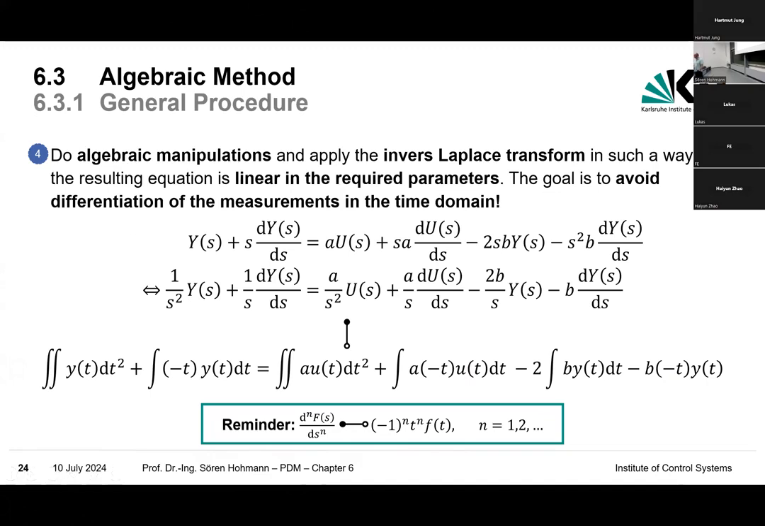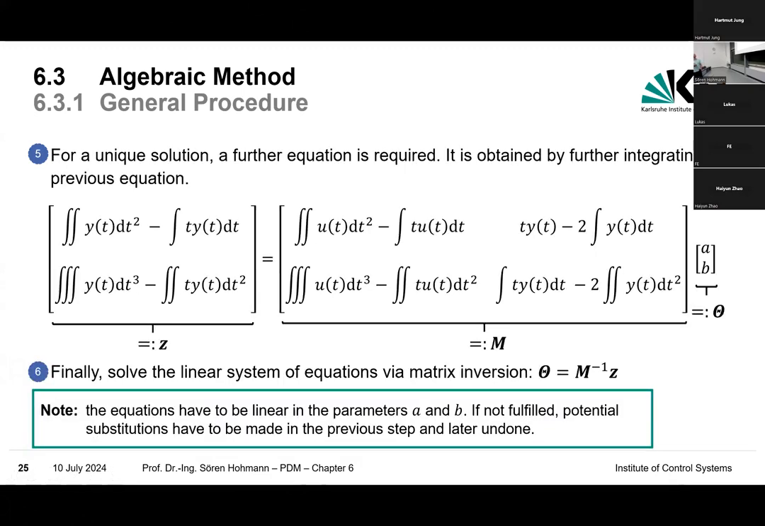The bias is gone. And now I rearrange everything in the same way I did before with the y dot story. On the left-hand side, I collect all the y values, define the z vector. On the right-hand side, the u values, and some combination of u and y, and with the parameters a and b. So I have an equation z is equal to M times theta. This is something we know, so we invert M and get the parameters a and b.